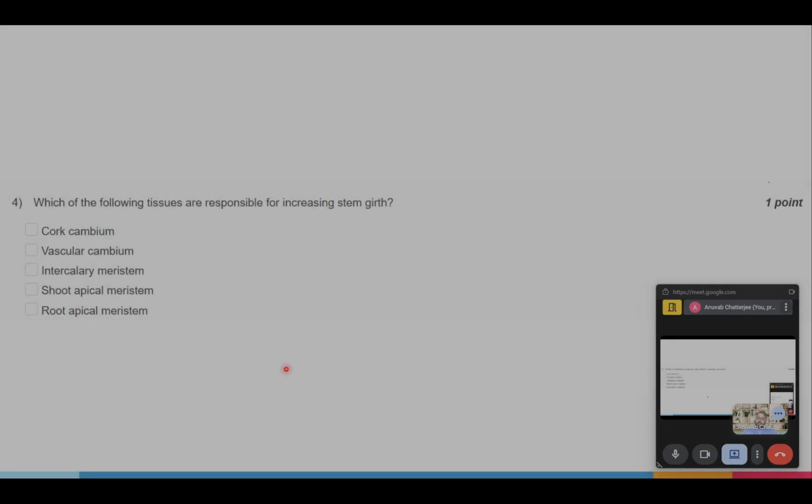Okay, moving on. Which of the following tissues are responsible for increasing the stem girth? So the size of the shoot, or the size of the main bulk of the plant, which of these are responsible for increasing that? And the options are cork cambium, vascular cambium, intercalary meristem, shoot apical meristem, and root apical meristem. So here we are not talking about the height of the plant, but rather the width of the plant. And this is a more than one option correct kind of question, so you can choose more than one. I will give you a moment to figure this out.